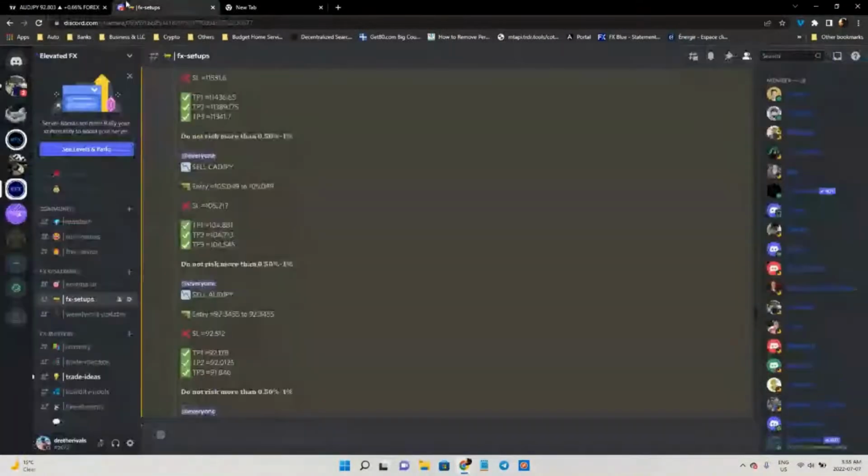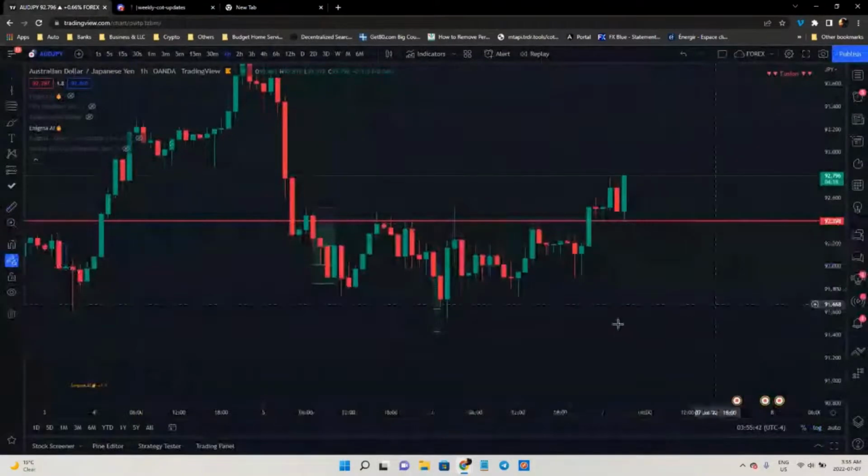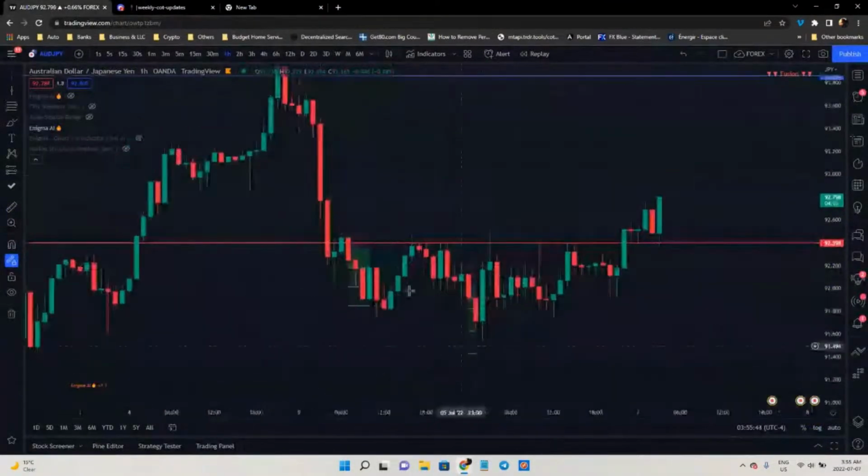That was a setup that I think AUDJPY had on my list, no, I didn't have it on my list. Okay, perfect. So it was not on the COT list, but the yen was really stronger against the Australian dollar. I was expecting to have a big move here, and that's what it did. So TP2, and then this one was TP3. That was the signal that we're looking at. So this one smashed TP3.